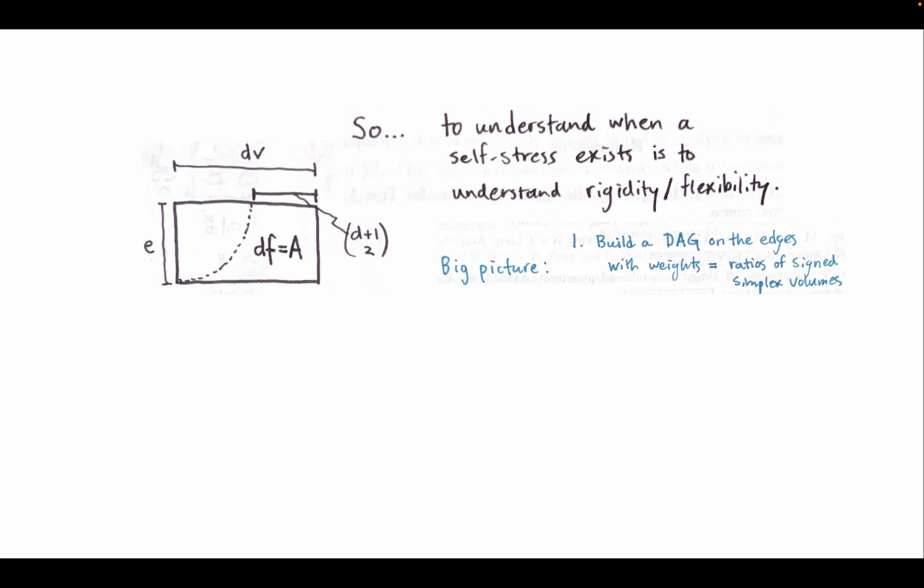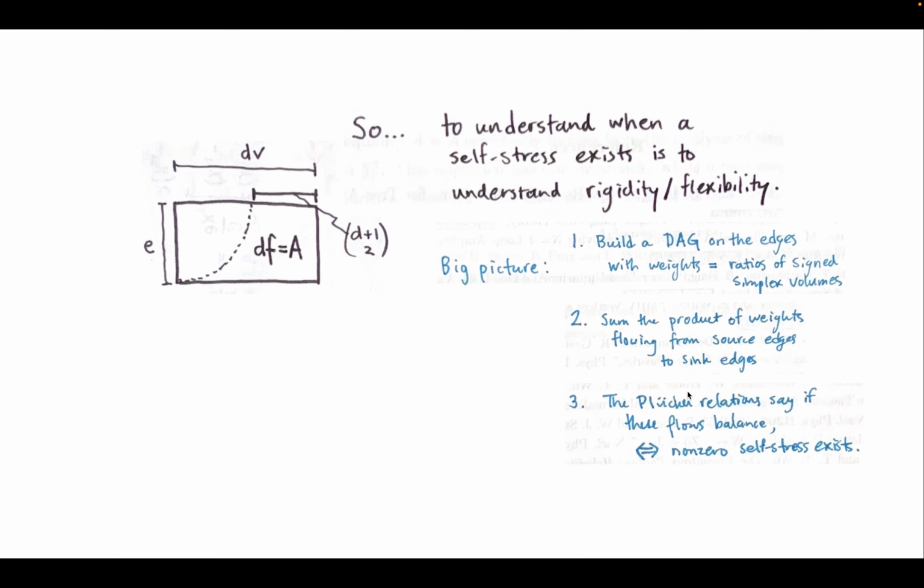Big picture of what we're going to do. Number 1, we're going to build a directed acyclic graph on the edges of our original graph, with weights being the signed volumes of certain simplexes, or just choices of D+1 vertices. We're going to sum the product of the weights flowing from some source edges, which I'll explain, to some sink edges, which I'll explain. And the Plücker relations on the Grassmannian, meaning relations on signed simplex volumes, will say if those flows balance, and if those flows balance, we get a non-zero self-stress. Okay, so that's one way to look at it.